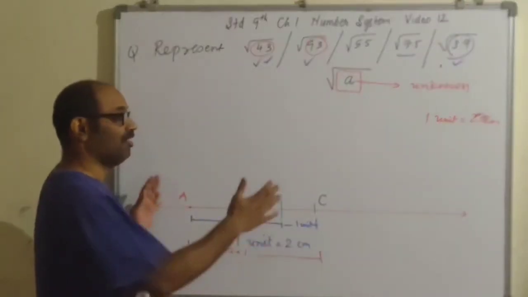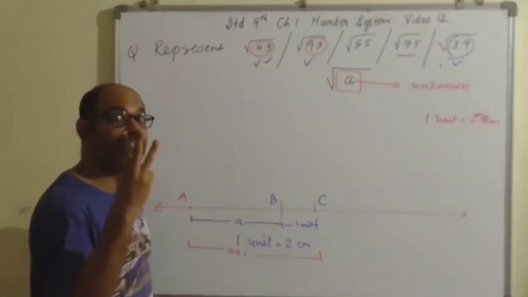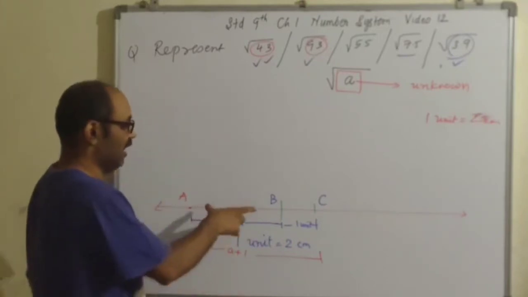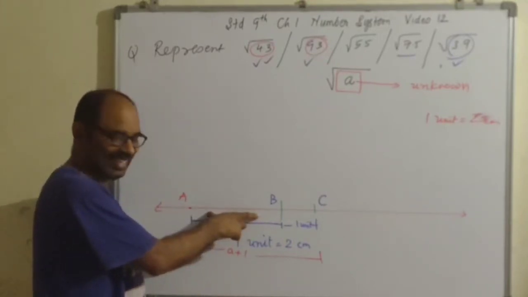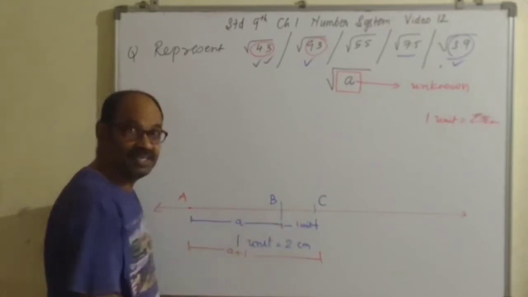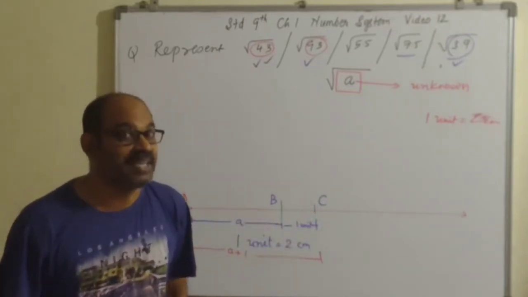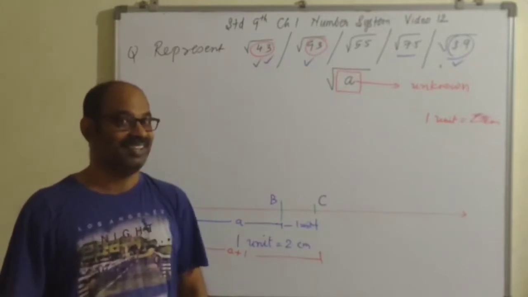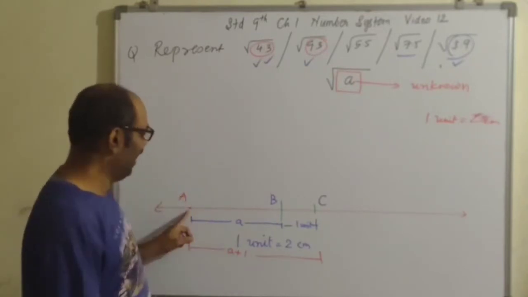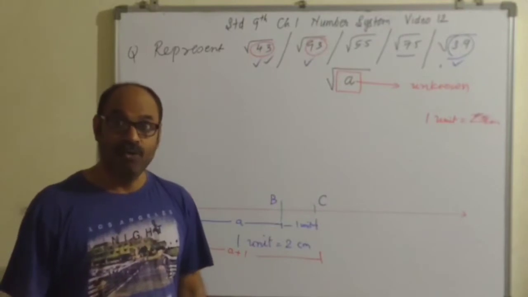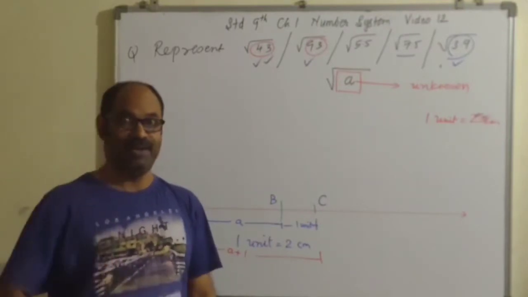Now, on this line, you got 3 line segments: line segment AB, line segment BC and line segment AC. Which is the biggest line segment out of the 3? Correct, AC. Now, you have to obtain its midpoint.